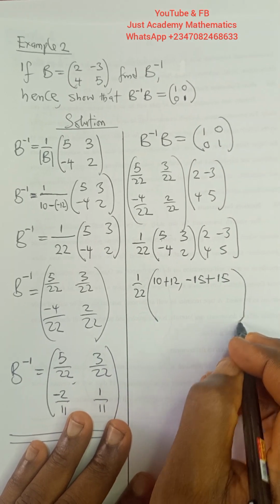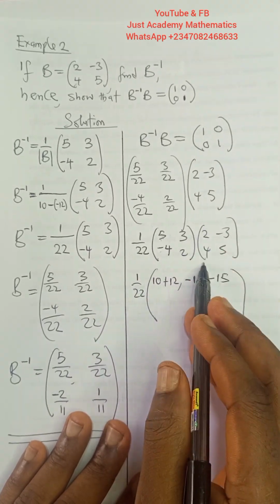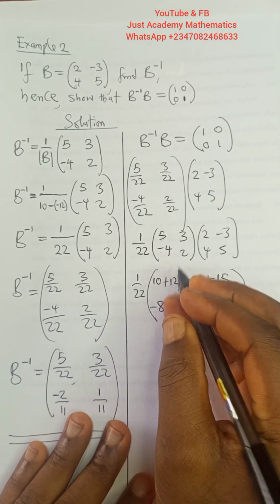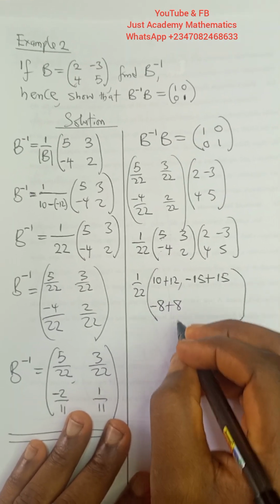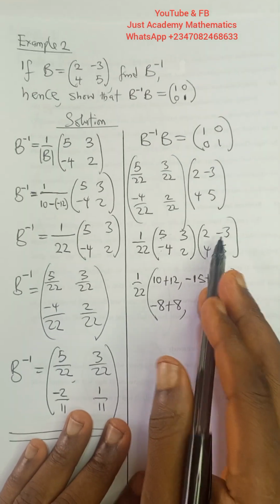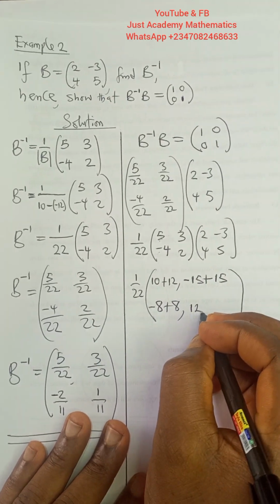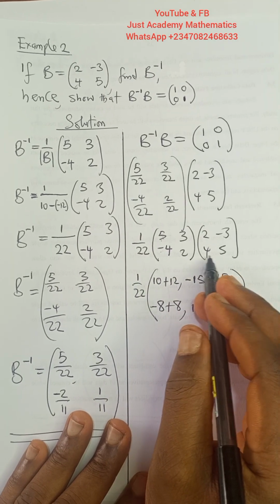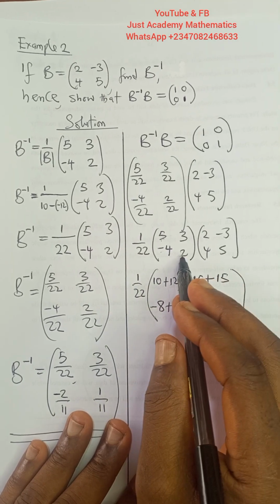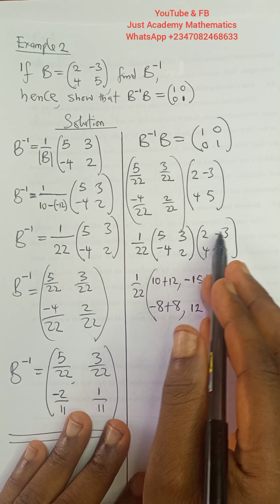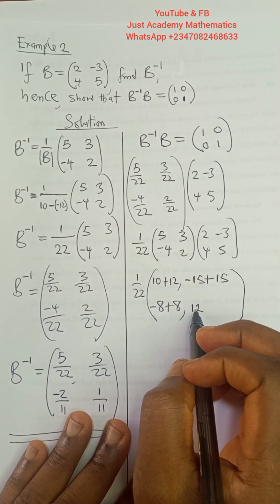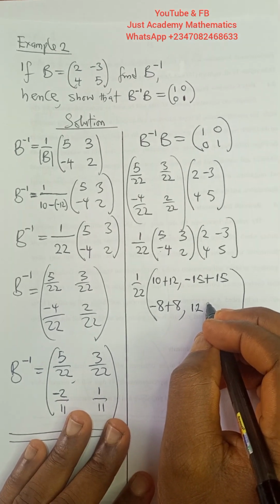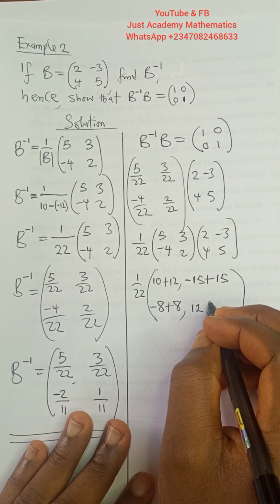Now let's go to the second row times column. Minus 4 times 2 is minus 8, plus 2 times 4 is 8. Then minus 4 times minus 3 is 12, then 2 times 5 will give us 10. That is plus 10.